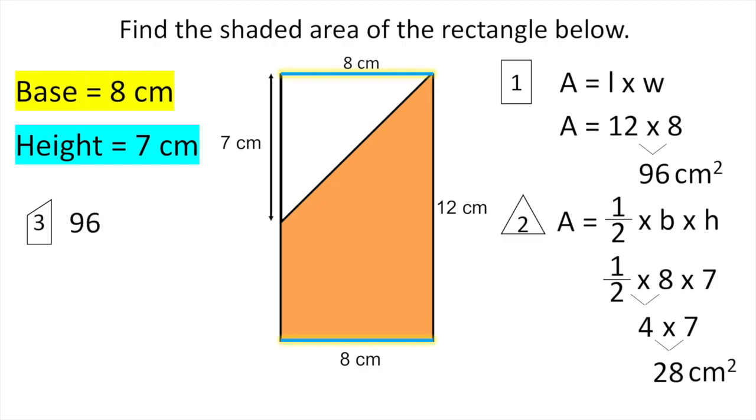To subtract, I'll write 96 minus 28. And I get 68 centimeters squared. The shaded area of the rectangle is 68 centimeters squared.